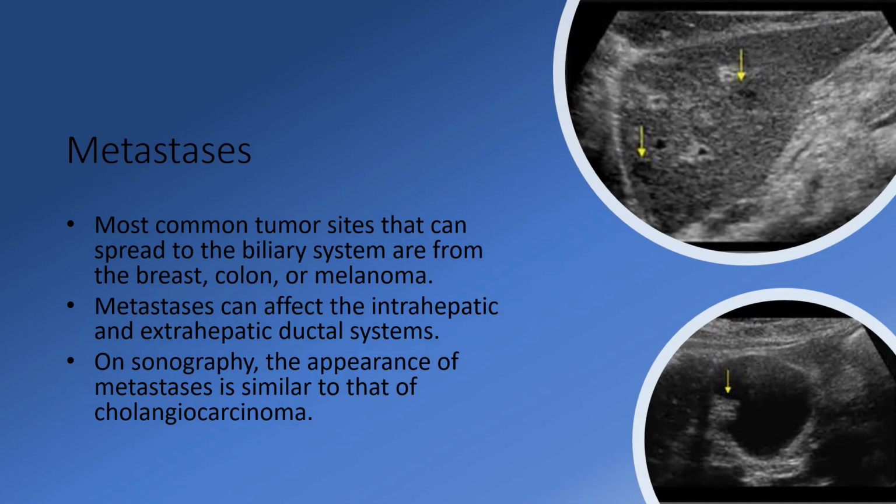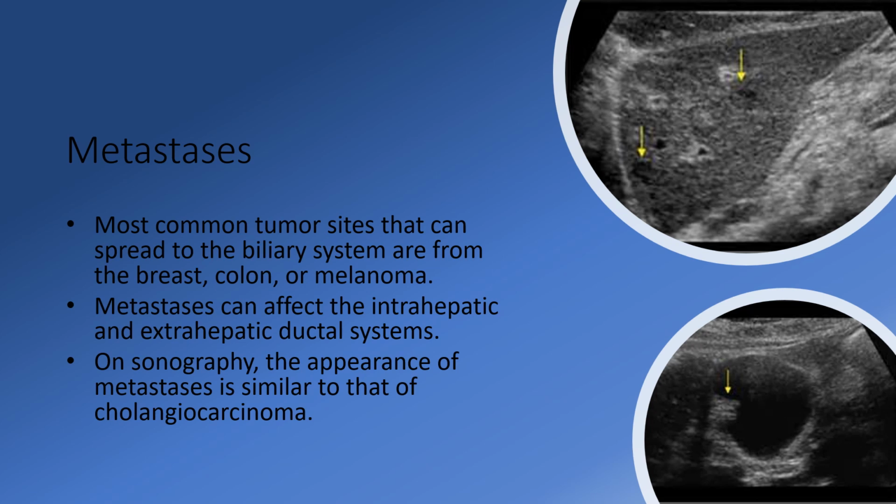Finally, we have to talk about metastases. Now, the most common tumor sites that can metastasize and spread to the biliary system are breast, colon, or melanoma cancers. It can affect the intrahepatic and the extrahepatic ductal systems. And on sonography, the appearance of the metastases is similar to that of cholangiocarcinoma. So any of those sonographic things that we talked about, the dilated ducts, the non-union of the ducts, can be caused by metastases as well.